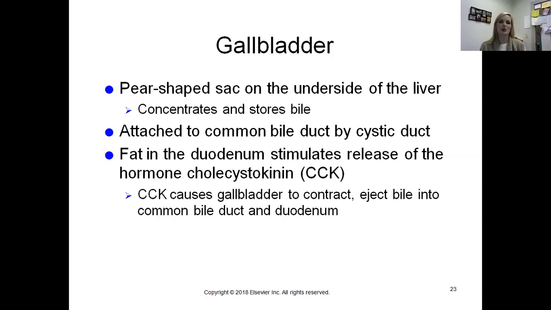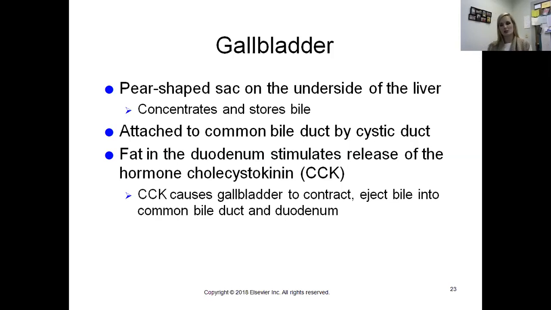Fat in the duodenum stimulates the release of what's called CCK. That causes the gallbladder to contract, which will in turn eject bile into that common bile duct and into the duodenum. We know bile's job is to emulsify those fats. So that's how that works.